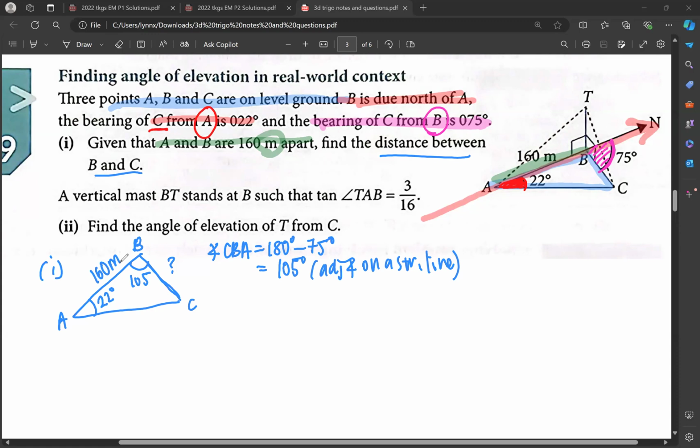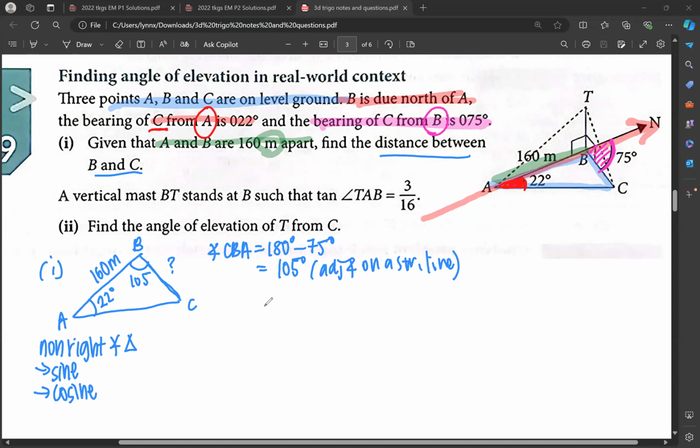Now, what kind of triangle is this? Yes, this is a non-right angle triangle. So what did I teach you guys about non-right angle triangles? What do I use for a non-right angle triangle? Sine rule, cosine rule. Very good. So can I use my Pythagoras already? No. So this is a set 3 trigo question.